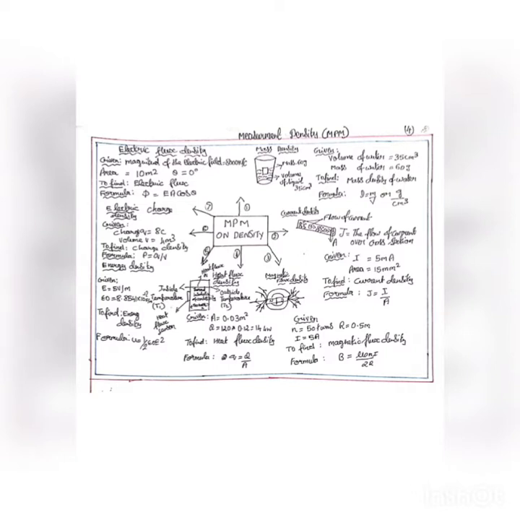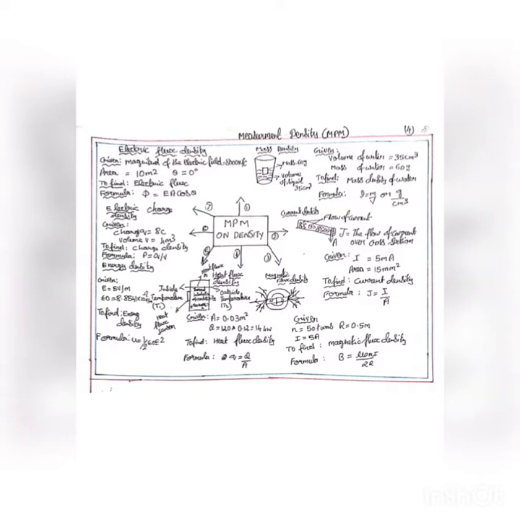Now we can move to current density. For current density they have given I and area. I is 5 milliampere, area is 15 millimeter square. We want to find current density. The formula is J is equal to I by A.